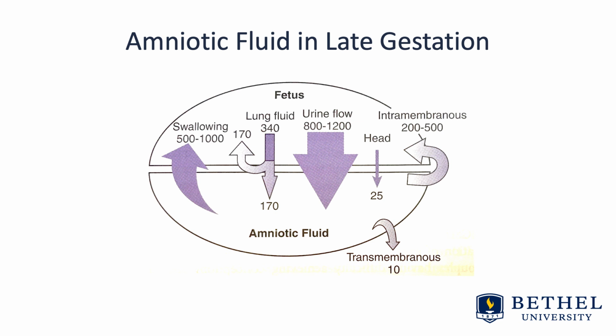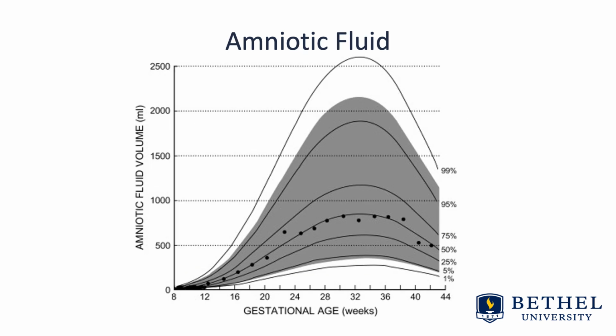Fetal urine starts at around 9 to 11 weeks. The peak volume is typically around 32 weeks, so it builds and builds until around then, and then it starts to wane from 32 weeks until birth. And the average amount is around 750 milliliters or so, with the majority falling anywhere from around 500 to 1200 milliliters. So there's definitely a variation there.